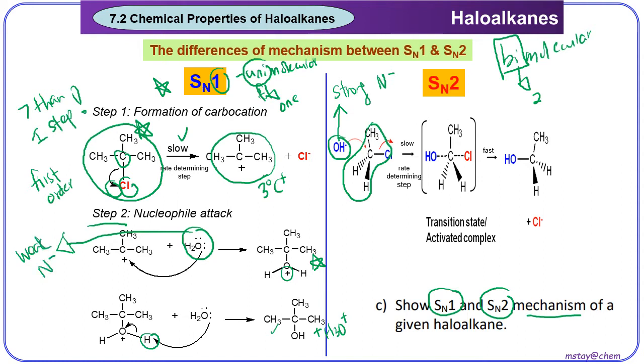Okay, so when attacked, we will produce an activated complex, so that very fast, the product will be formed, and Cl negative is the kicked-out leaving group. So again, from here we can see that the mechanism involves one step.